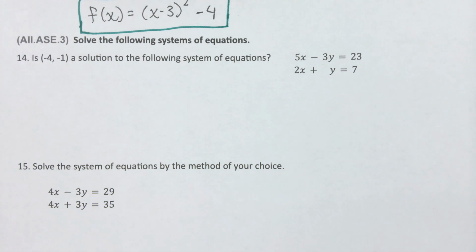That is problems 14 through 18. Hopefully it won't be too much longer. Number 14, is (-4, -1) a solution to the following system of equations? And our equations are 5x minus 3y equals 23 and 2x plus y equals 7.